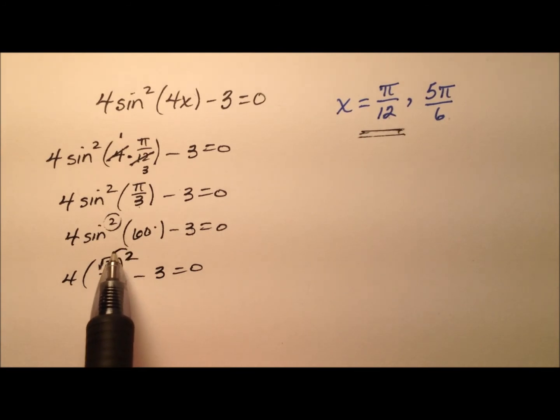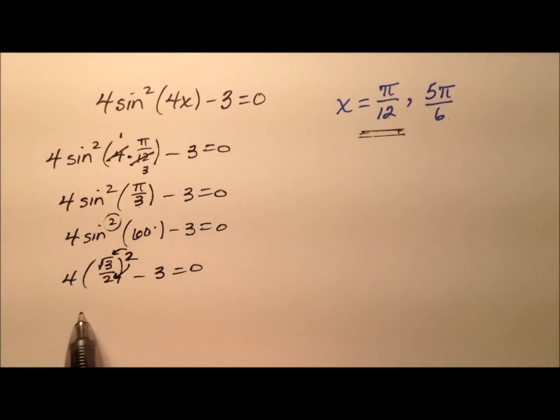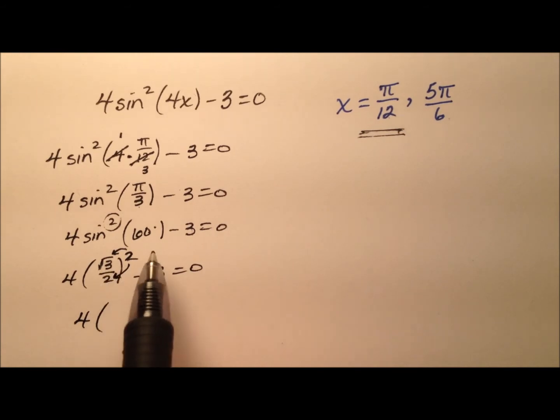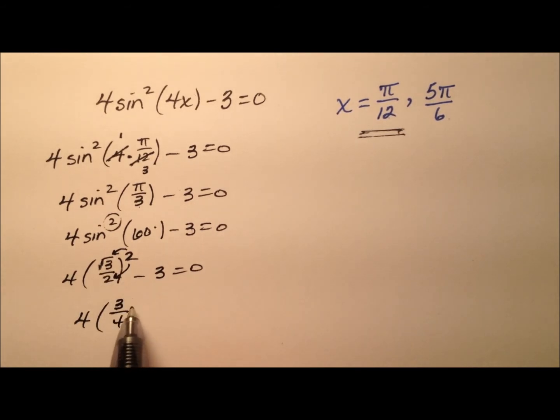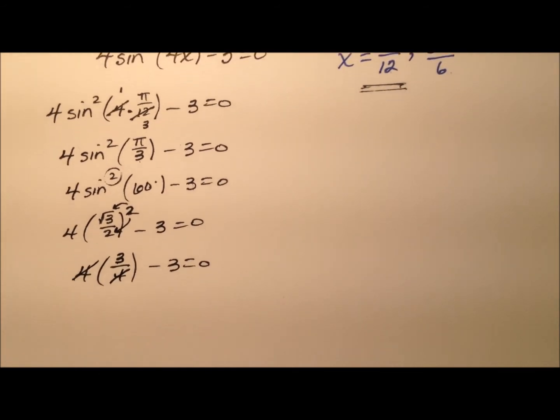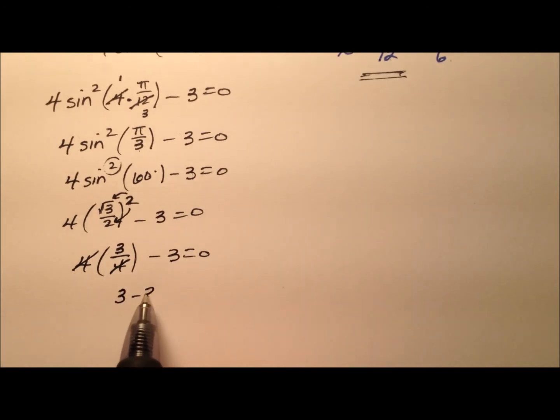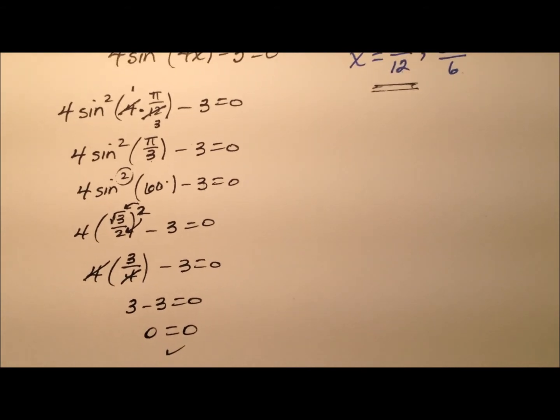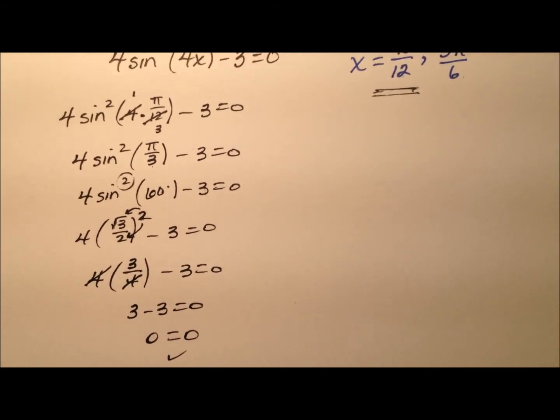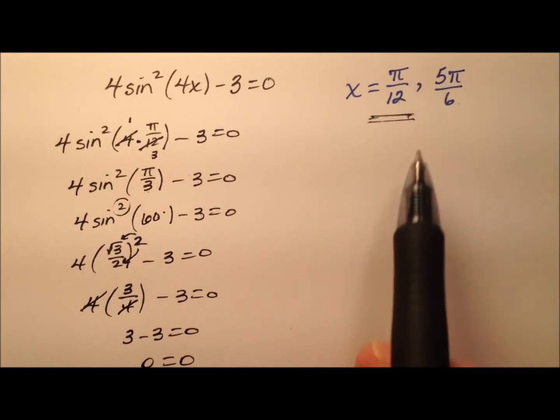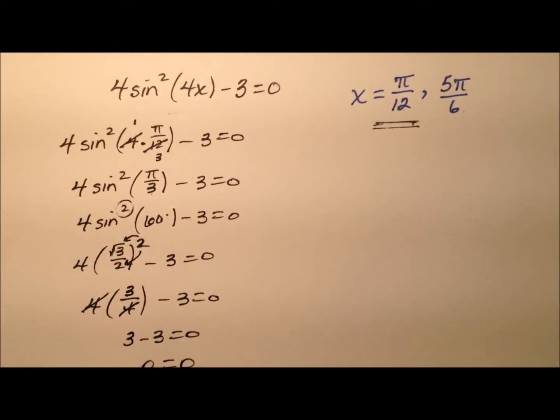Okay, so the square here, I'm going to square the numerator and square the denominator. So what I'm left with is, well, 3 over 4. And the way we got that 3/4 is the square root of 3 squared is 3, and then 2 squared is 4. And we'll see these 4's will cancel, and that's nice. So what we're left with is 3 minus 3 equals 0. So 0 equals 0, and that works out. So we can see with direct substitution, this first value, pi over 12, will indeed be a solution for this equation.